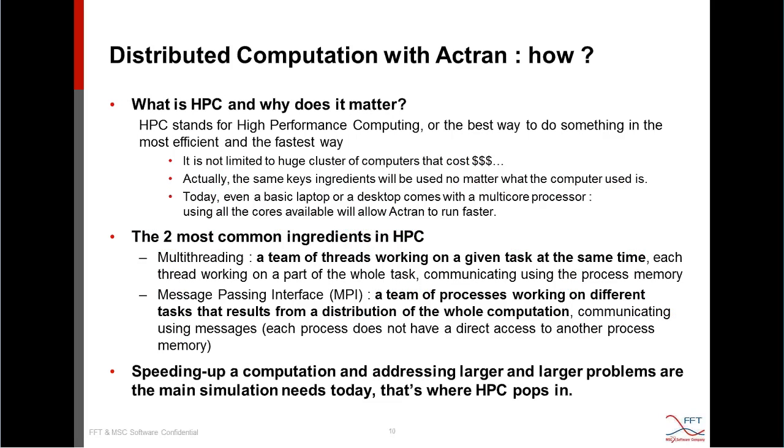So the first question to ask ourselves is, what is HPC and why does it matter? HPC is the acronym for High Performance Computing. It's the best way to do something in the most efficient and the fastest way. You need to know that HPC is not limited to huge clusters of computers that cost thousands or billions of dollars. We're not speaking about that today. Actually, the same key ingredients will be used no matter what the computer is. You need a processor, you need memory, you need disk, but that's all there is to it.